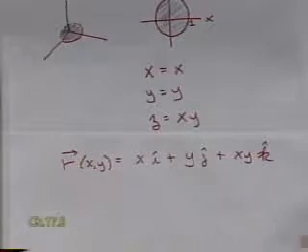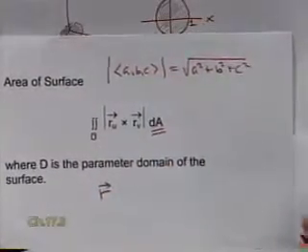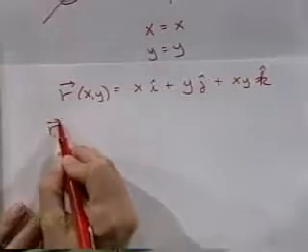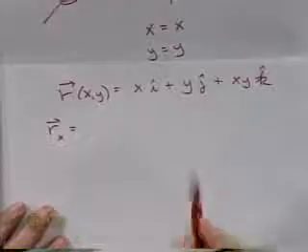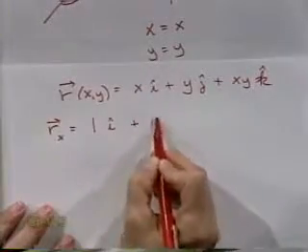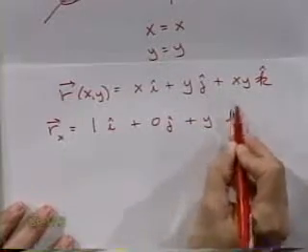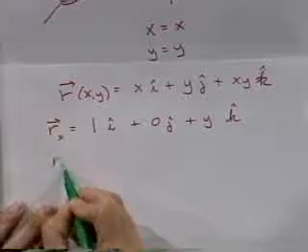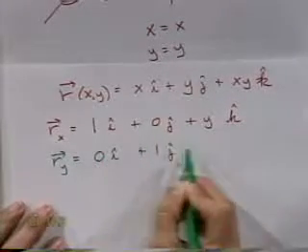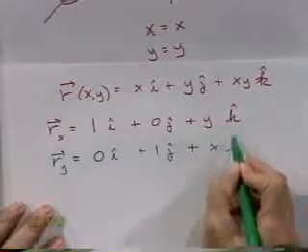So in using this formula here, we're not going to write r_u cross r_v. We're going to use r_x cross r_y, right? So what's my partial of r with respect to x? Partial of x with respect to x is 1i plus 0j, and the partial of xy with respect to x is y times k. And r_y is going to be 0i plus 1j plus the partial of xy with respect to y, which is xk.